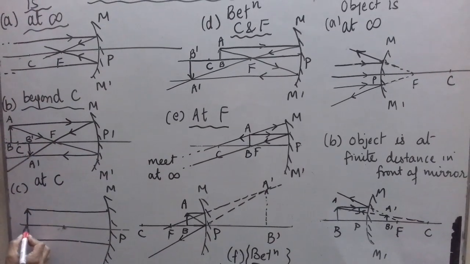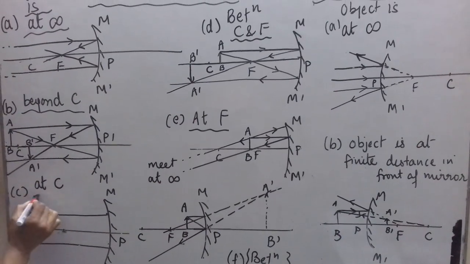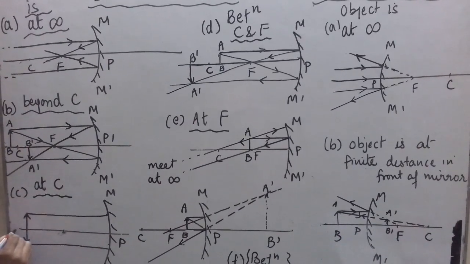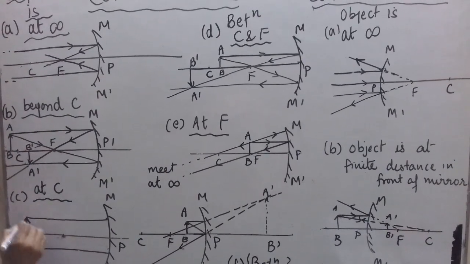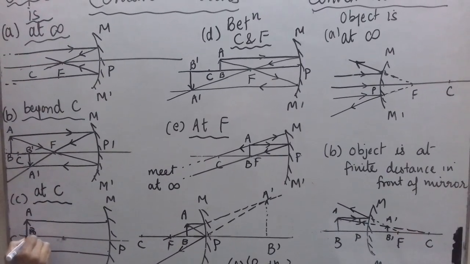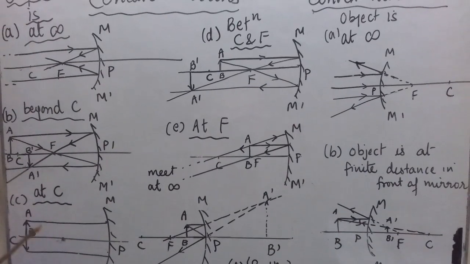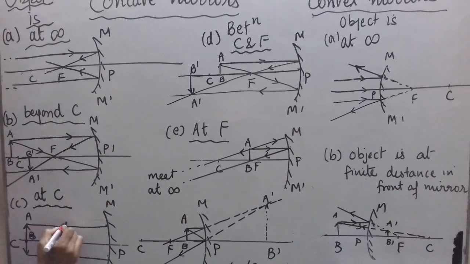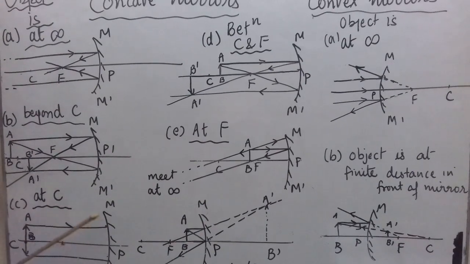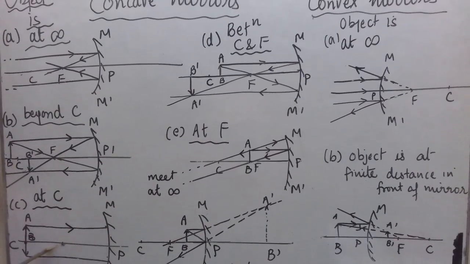I have taken this point as C. This is the case when the object is at C. So this is the C point. I have placed the object here first, AB is the object. From A, I have to choose two rays. If I take two rays, one parallel to the principal axis that I can draw, the other passing through focus.